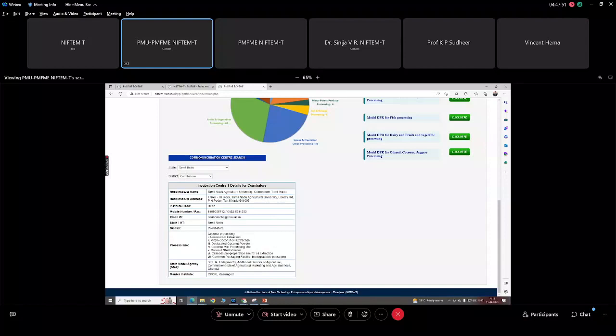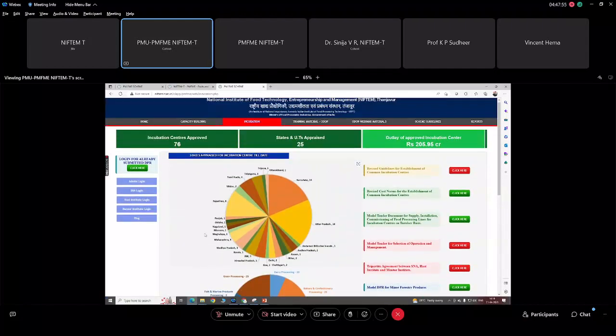And you can also apply for the incubation center as a host institute. Government institutions, we are providing 100% funding, and for the private institutions, we are providing 50% funding. So those cost norms I will be explaining in the next slides.